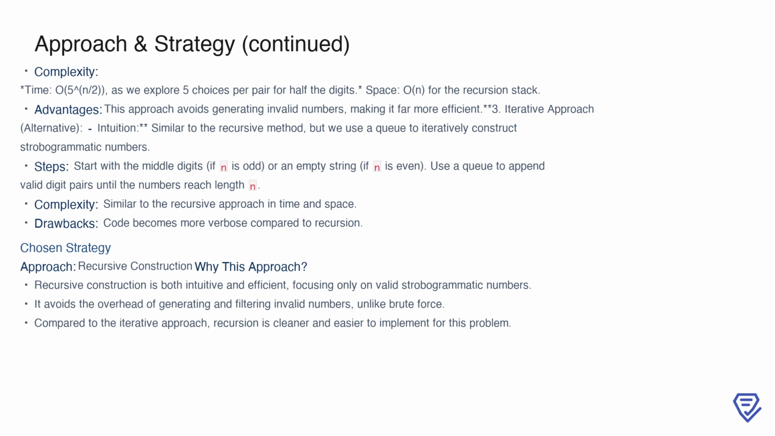Ultimately, we determined that the recursive construction method is the best choice for this problem. It is both intuitive and efficient, centering directly on valid strobogrammatic numbers without the overhead of filtering out invalid ones.